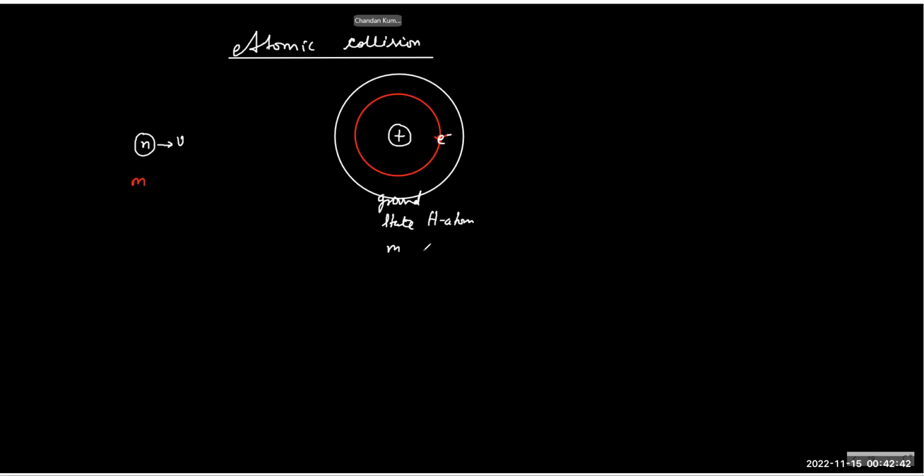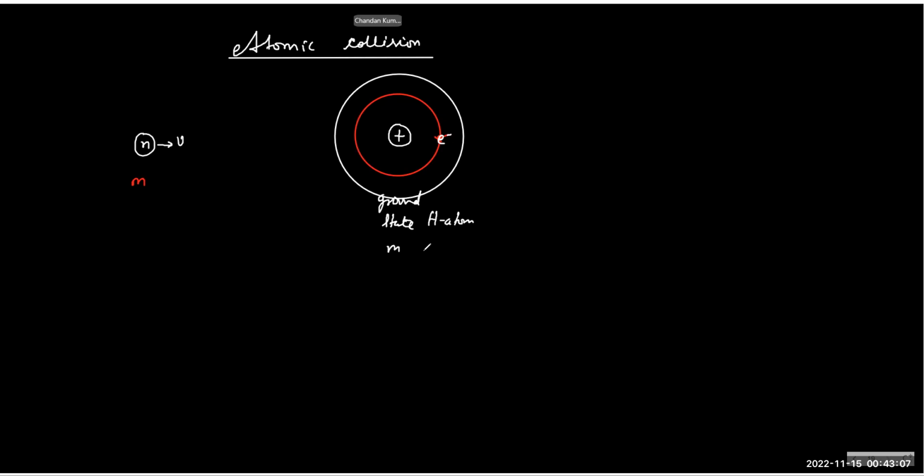So conservation of momentum is always true. Conservation of mechanical energy is not required because I can change the configuration. I can take away the electron. But the conservation of energy is always there. So these are fundamental conservation laws which cannot be violated by anyone, including the atom.